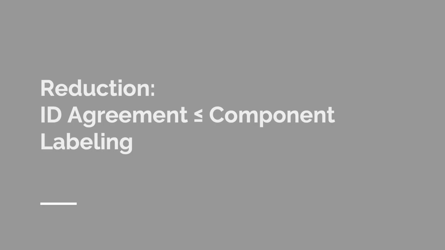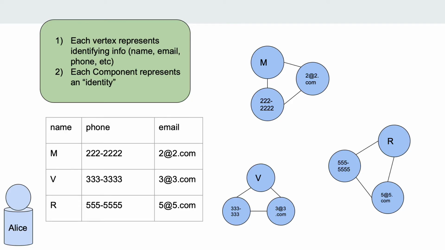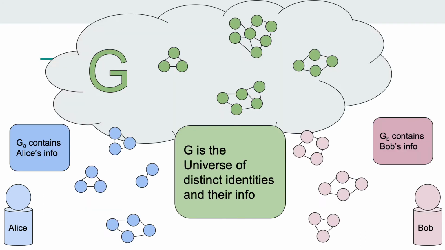Now, we can easily reduce secure identity agreement to secure component labeling. The idea is that each party can convert its local database to a small graph, which is composed of many connected components. Each piece of identifying information in a database is mapped to a single vertex in the graph. And there must be a path between every two vertices in the graph that represent the same abstract identity.